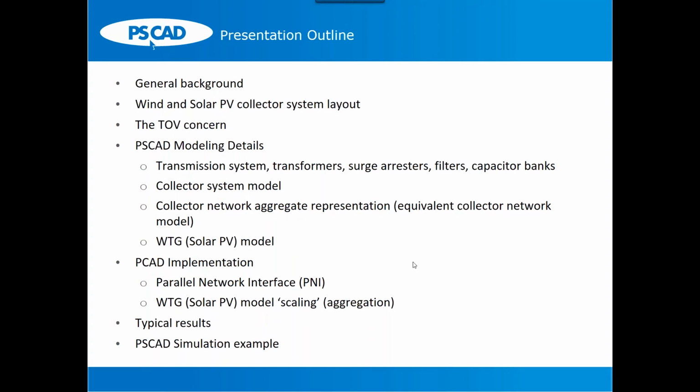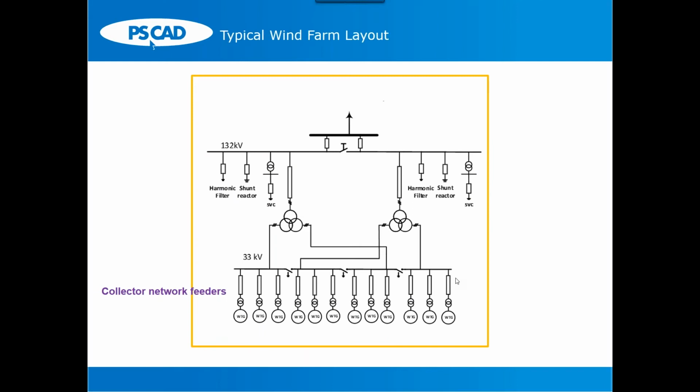For our system level studies, we always aggregated the wind farm. Today, we will talk about a method that we can use to aggregate the collector system electric network. If the collector system is made up of cables, cable segments, how do we aggregate it into a single equivalent cable? So we will discuss that. Then I will show you some typical results, and then, as we always do, demonstrate or open up some PSCAD simulation examples. Just to get everyone on the same page, let us look at some typical wind farm layouts.